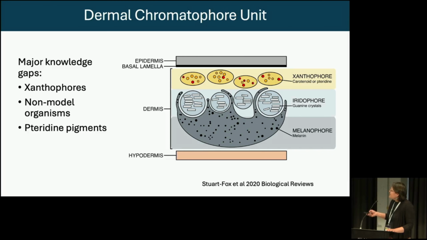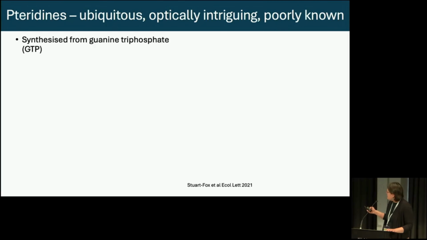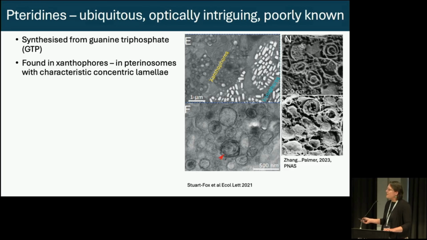In addition to not knowing much about these pigment cell types, we actually know remarkably little about the pigments within them. That's surprising, because one of these groups of pigments is pretty ubiquitous, and they're not limited to vertebrates. They're probably the most abundant group of pigments in nature. They're often found in invertebrates as well. So it's surprising how poorly known they are, even though they're so widespread. And they're also quite intriguing for other reasons.